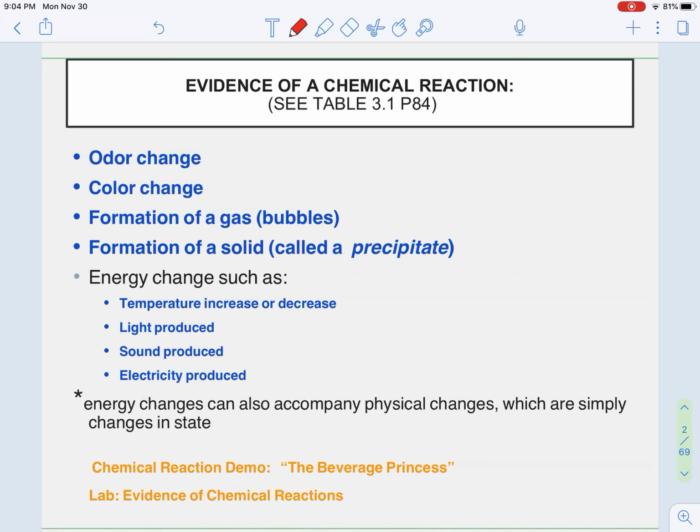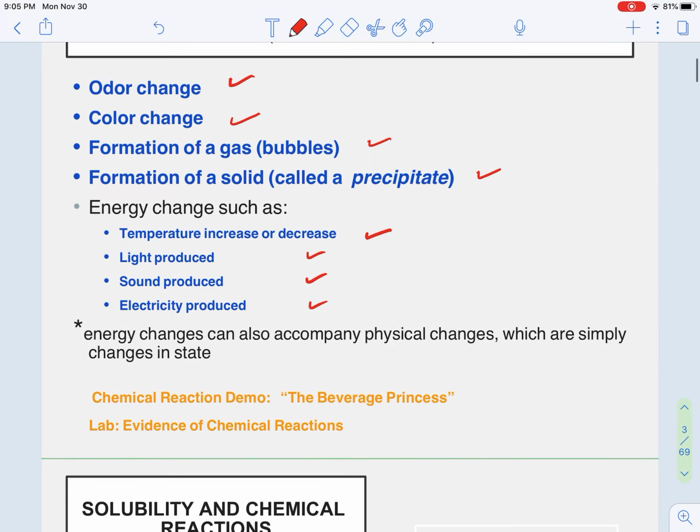So you will have to know the types of evidence that indicates a chemical reaction. If there's been an odor given off, a color change, bubbles given off, precipitate, so a chunky solid that is formed. If a temperature or energy change has happened, so that could be temperature getting warmer or colder, production of light like a flame, some sound or electricity produced. Those are also evidence of a reaction having happened.